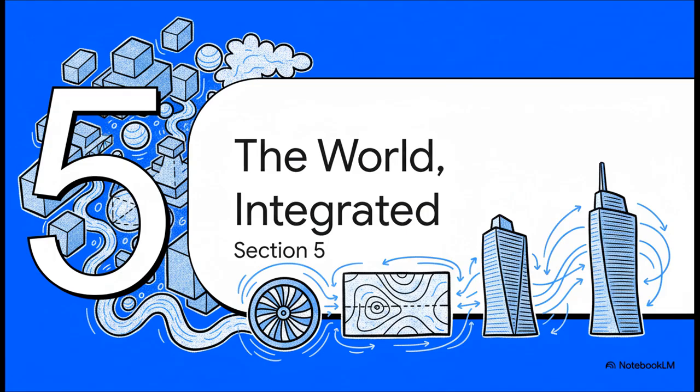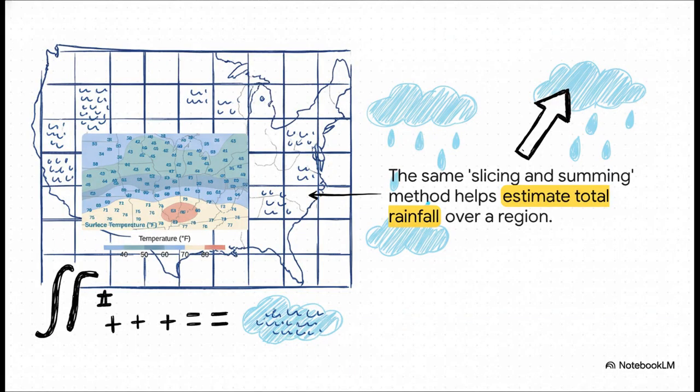Because this whole idea, this slicing and summing thing, it's not just for cool architecture. This is one of those concepts that's secretly running the world all around us. Here's a totally different example. Ever wonder how weather forecasters figure out how much rain fell over, like, an entire state? They use the exact same method. They basically lay a grid over the map, measure the rainfall in each tiny little square, and then, you guessed it, they add it all up. That's integration right there, helping predict the weather.